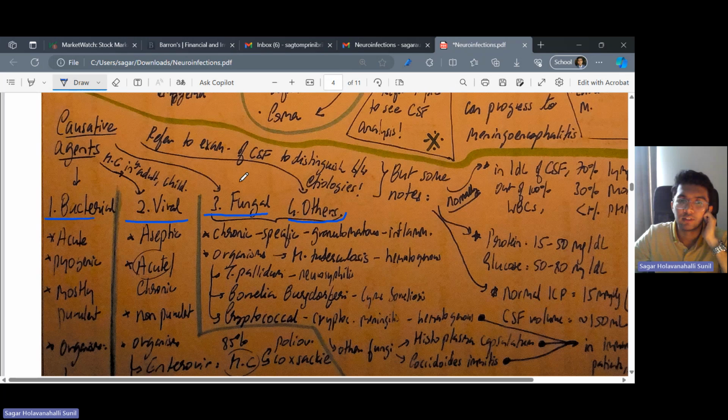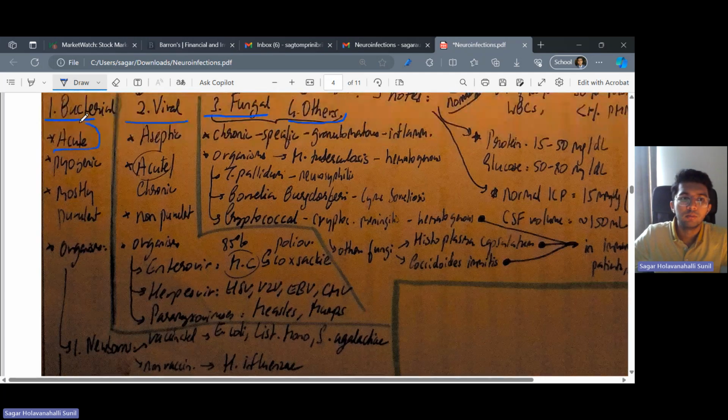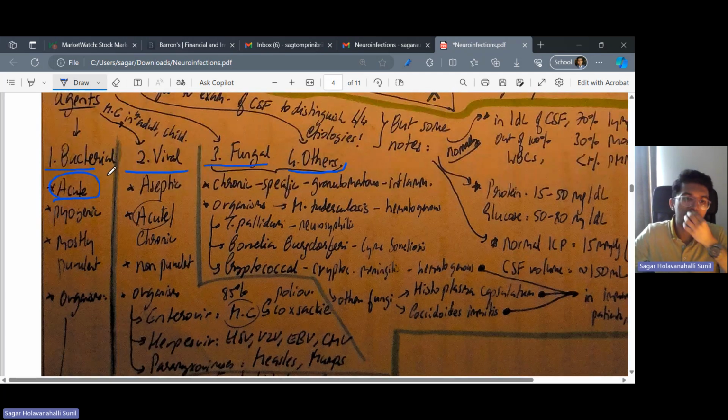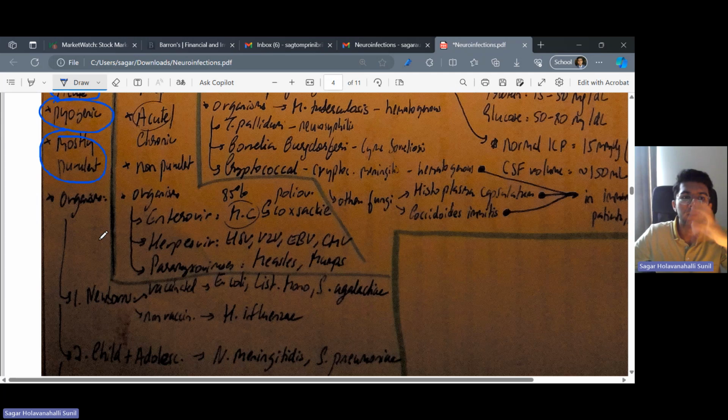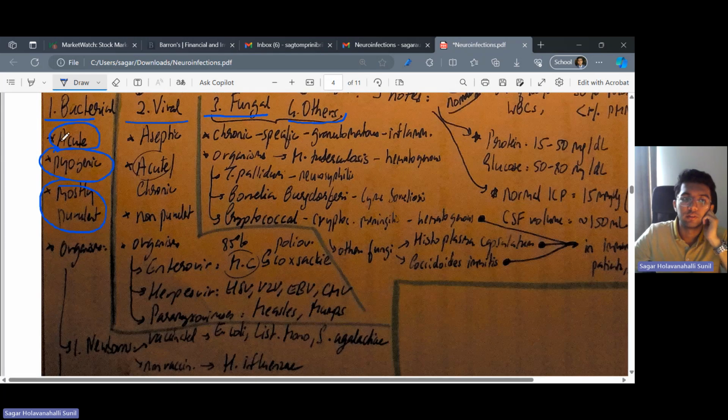You have bacterial, viral, fungal, and others. In bacterial, remember, it is not aseptic. Sepsis means there's presence of bacteria. Therefore, bacterial is always septic. In viral, it is aseptic. Most common bacterial inflammations are usually acute. Here it is pyogenic, so there is pus. It's mostly purulent. The pus formation is very quick, so the signs progress quite quickly, and that's why it's called acute in the first place.